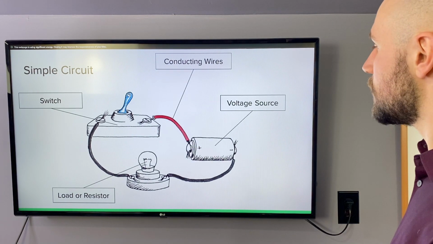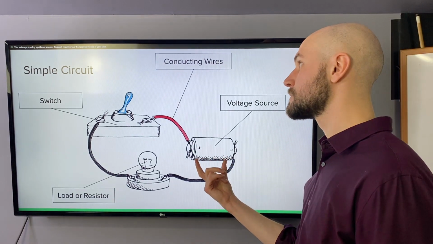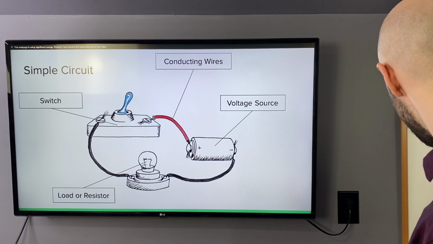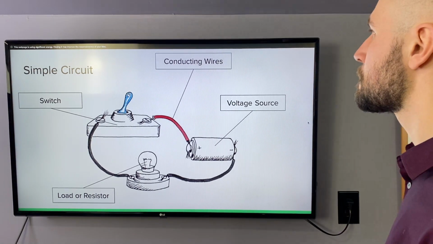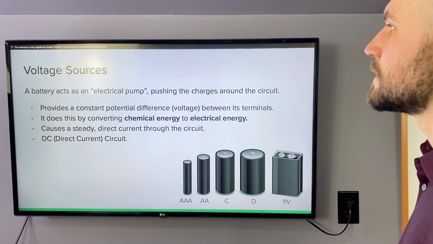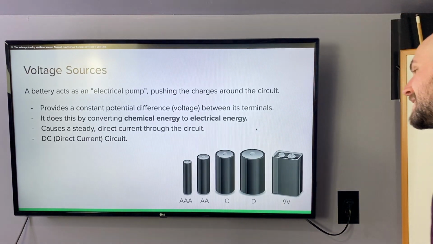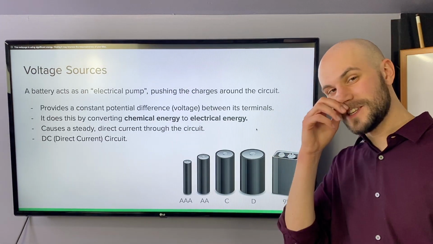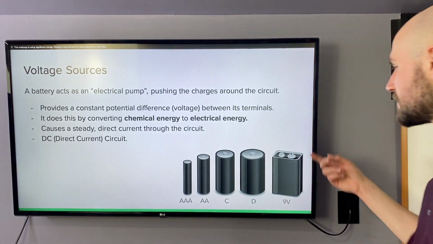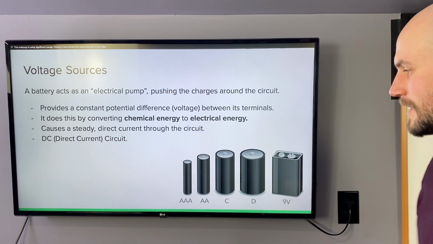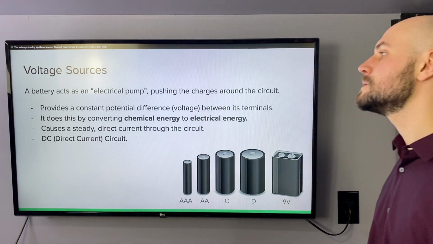The first thing I want to talk about is this voltage source and what that means and where that electrical pump really comes from. Okay. The most common type of voltage sources that you are probably used to is our batteries, right? Here's an example of all different types of batteries that you might have seen. We have our AAA, AA, C, D, 9 volt.